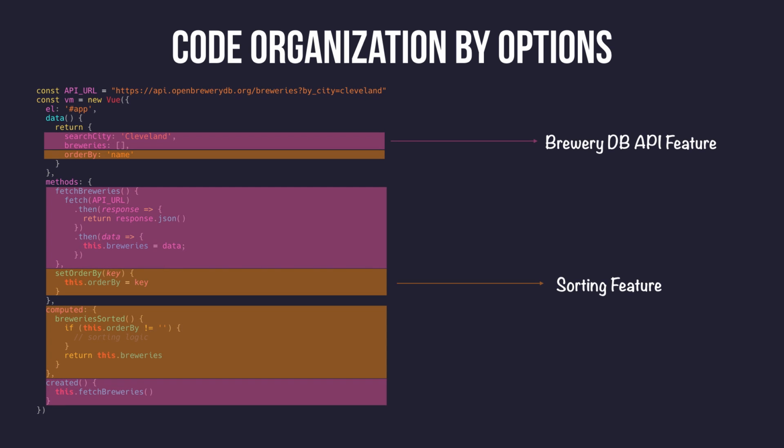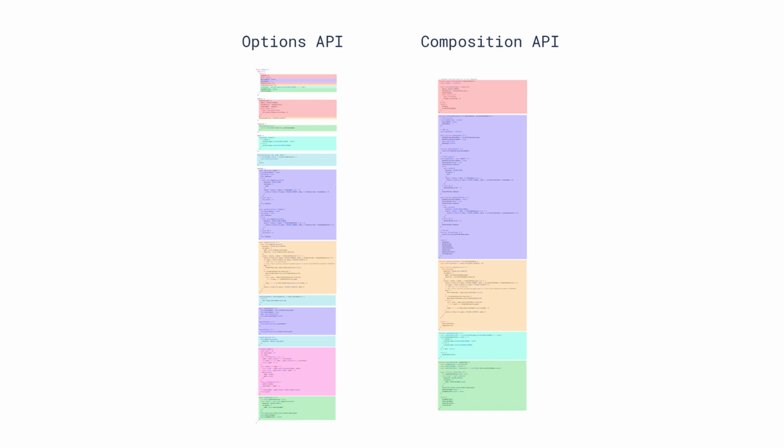So everything highlighted here in purple is a feature that interacts with the brewery API. Everything highlighted in orange deals with some sorting of the results. As you can see, even in a smaller component, all of our features are kind of mixed up in all the different options that are going on here, right? It's hard to just find one feature in a small component. As a component grows in complexity, this becomes compounded.